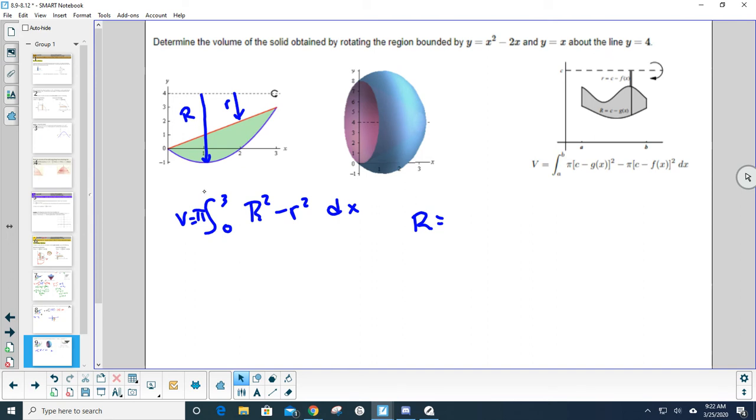So what I'm looking at here to get R, I'm going to say my C is 4, and I'm going to say 4 minus that parabola, because I've got 4 minus that. That's how I'm going to get that outer radius. It's C minus whatever the bottom function is. My bottom function is x squared minus 2x, just like this g of x down here. So take a minute and look at that. That is this piece right there.